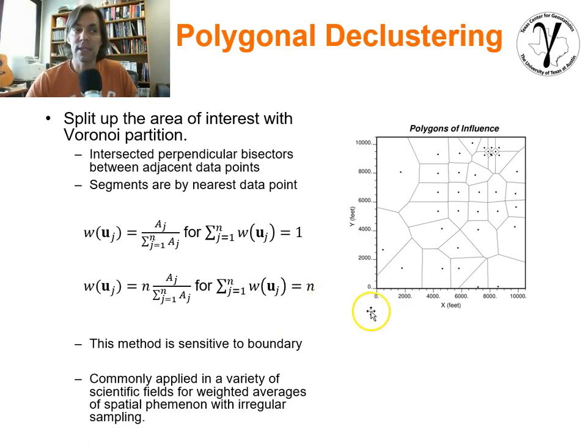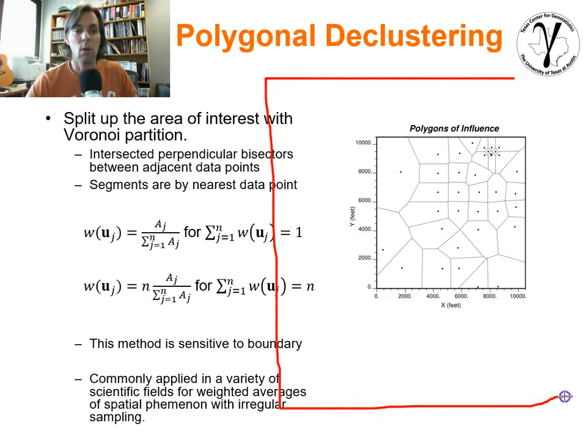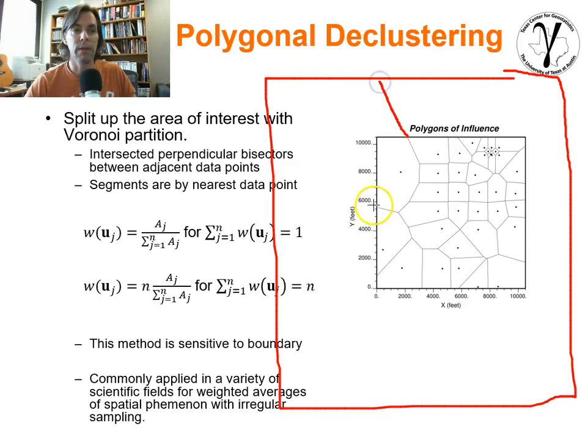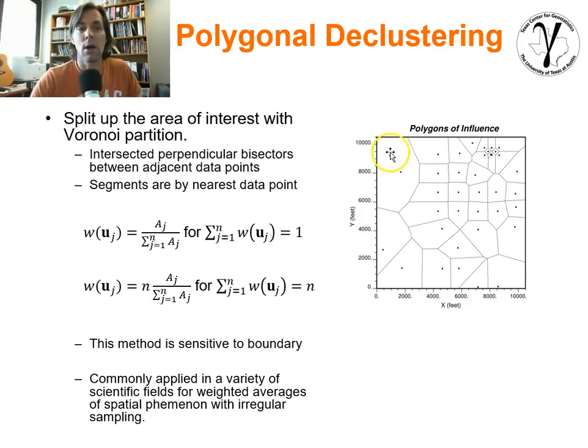This method is very sensitive to the boundary. Just imagine if we redrew the boundary over here. Now this polygon would be something like that. Look at that area right there. That area would become massive. And now imagine I keep expanding to even larger and larger, and the weights on the periphery data are going to be very sensitive to where that boundary is located. Imagine if I wrap the boundary very close to the data, it would definitely shrink their weights significantly.